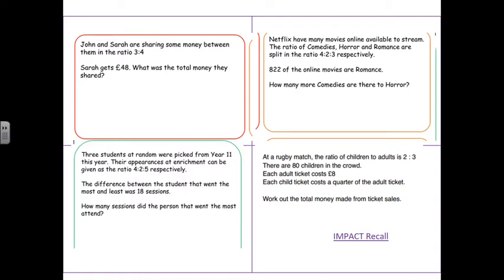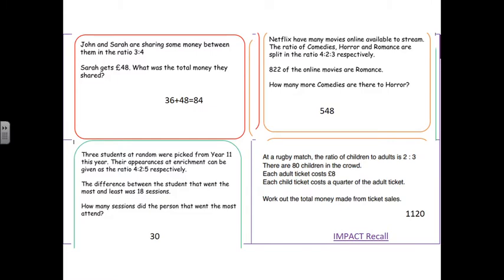Excellent, so your answers are as follows. Okay, so just to go over the first one, sharing in the ratio 3:4. If Sarah gets 48, that means each part is worth 12, and you've got 7 parts times 12, which is 84. Okay, those are the other answers.